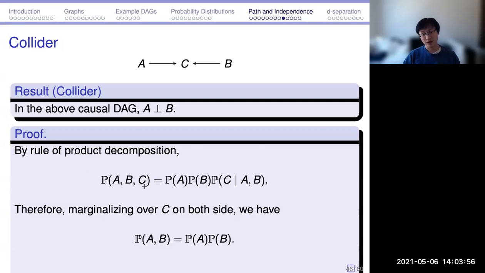And therefore, we can marginalize over C on both sides, right? We integrate over C, so you can write integral dC. The left-hand side becomes the distribution of A and B, and the right-hand side, this part integrates to 1, and what's left is these two, so P of A times P of B. And therefore, this is the definition of A independent of B. So we have shown that in this inverted fork or in this collider structure, the two nodes on the outside are independent of each other marginally.